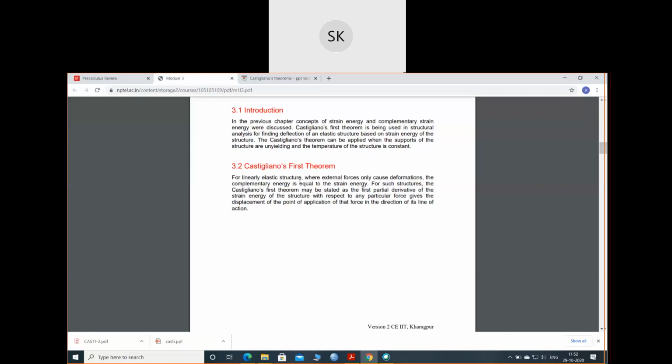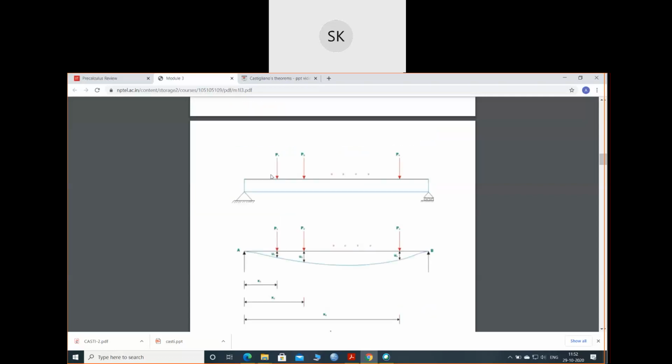For such a structure, Castigliano's first theorem may be stated: the partial derivative of the strain energy of the structure with respect to any particular force gives the displacement of the point of application of that force in the direction of its line of action. In simple words, the deflection at certain points will be the partial derivative of strain energy with respect to the load at that point.